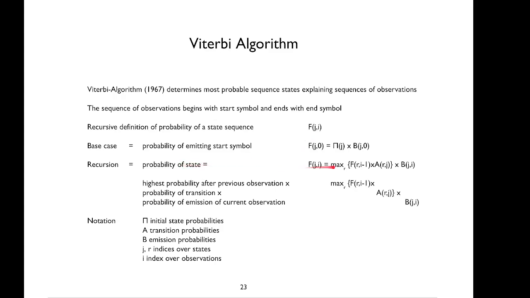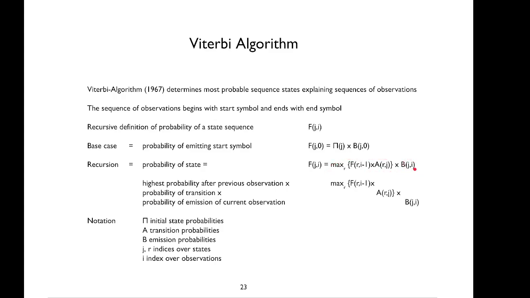But now comes the recursion. Let's turn that into formulae. What we have is f_j(i) is equal to the maximum over states r, where we have in the previous observation i minus 1 the probability for state r, and we multiply this by the transition probability of going from r to j, which is indicated by a. Over this we maximize, and then we multiply this whole optimized transition by the likelihood of being in state j and seeing observation i.